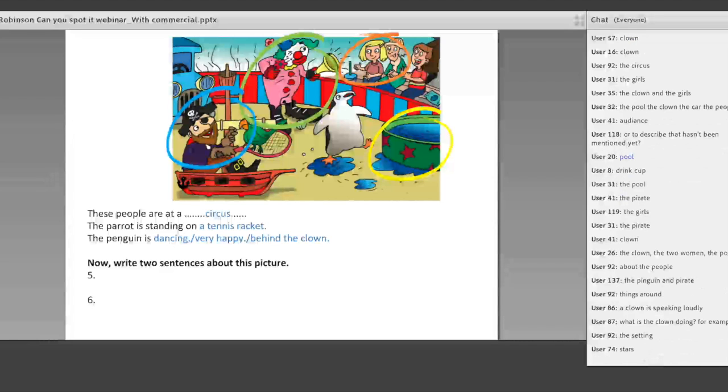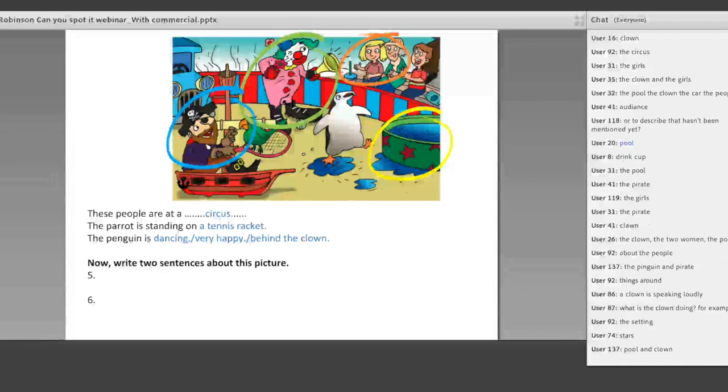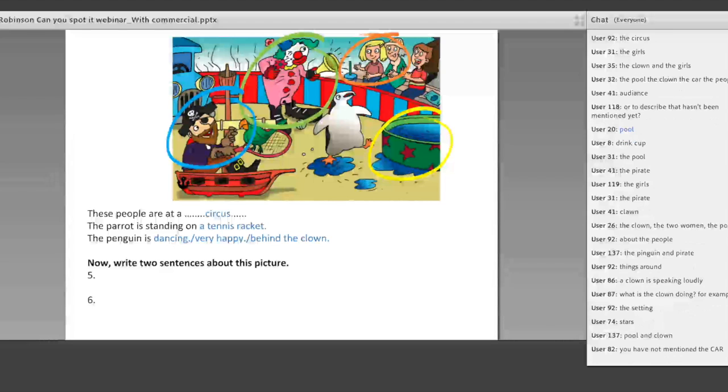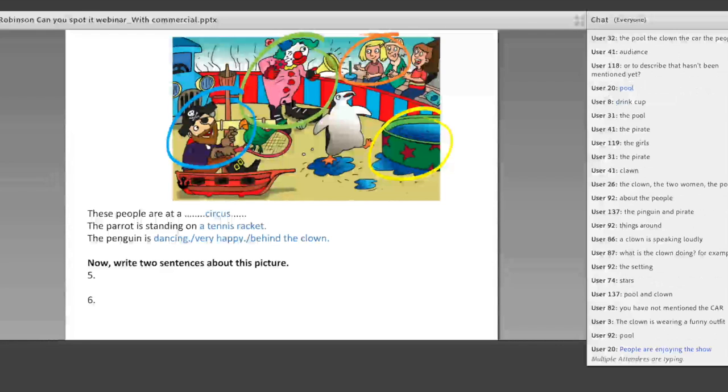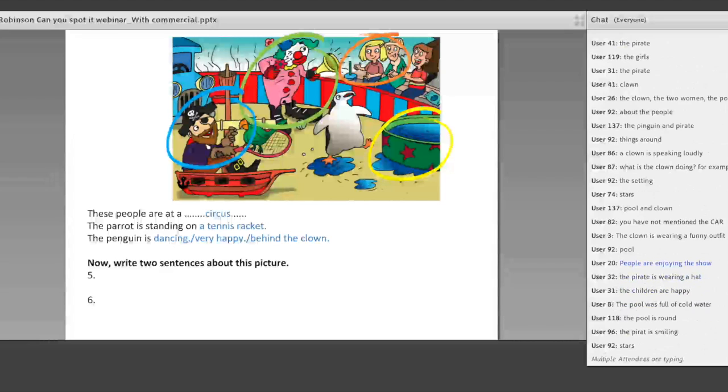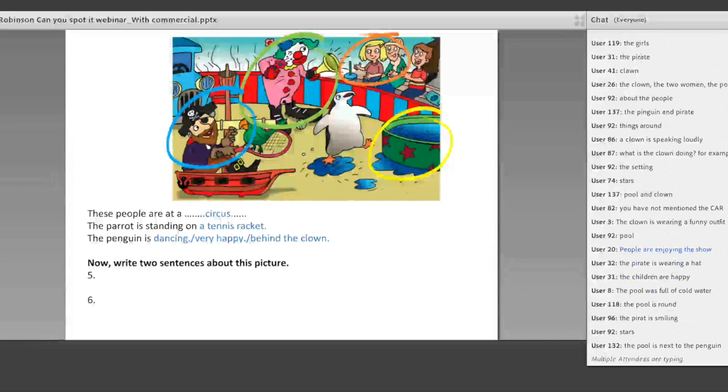Okay, so training students to notice which things have been described and which things have not been described will help them to decide what they can write about in the picture. So can you write 2 sentences about 2 of these things that I've circled here in the picture? You're right, Margaret, I haven't mentioned the car.